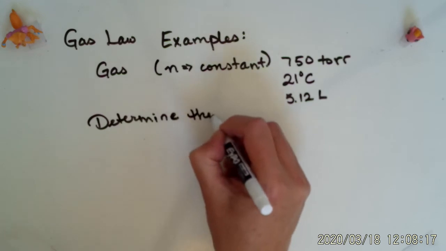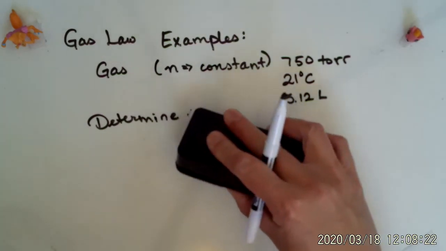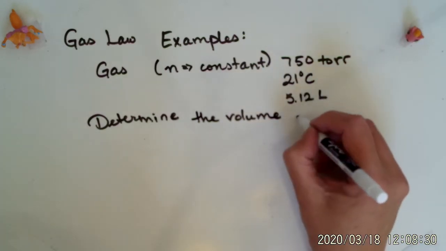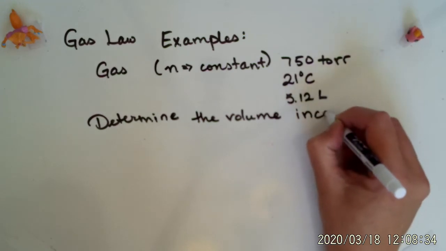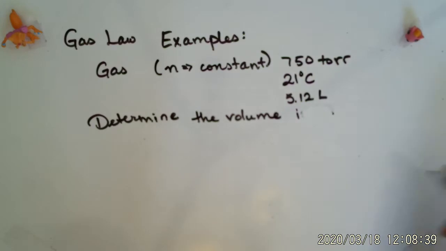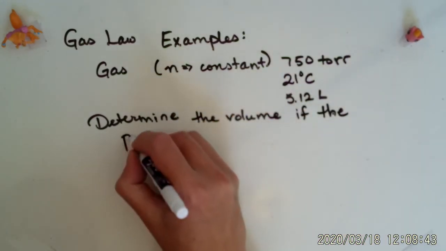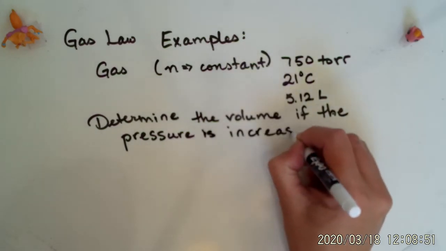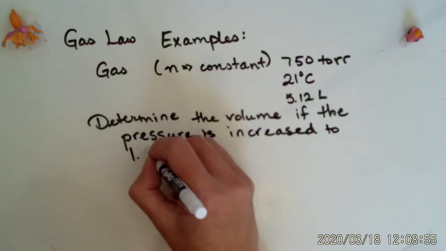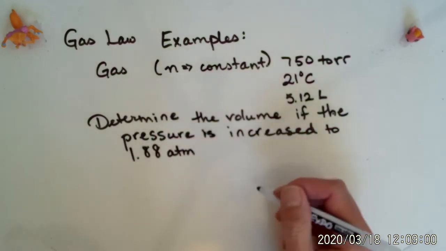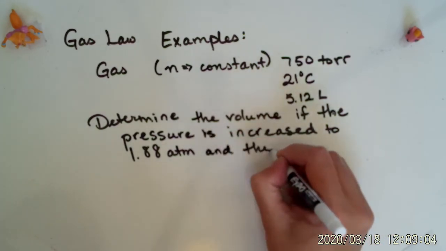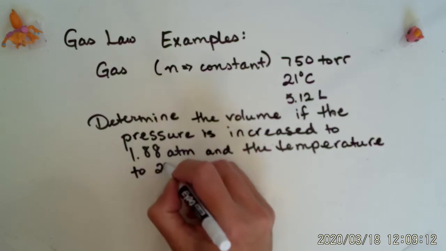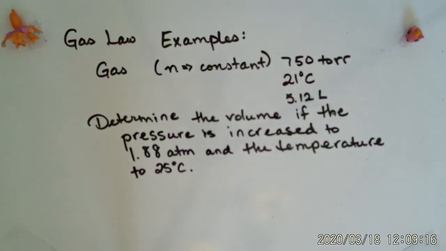the volume if the pressure is increased to 1.88 atmospheres, and the temperature to 25 degrees Celsius. Okay, so how do we approach this?